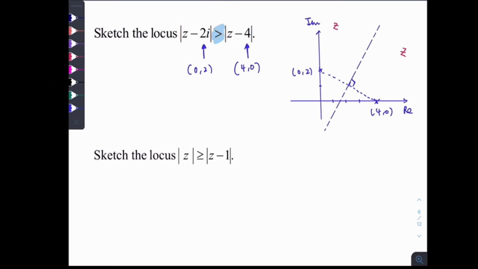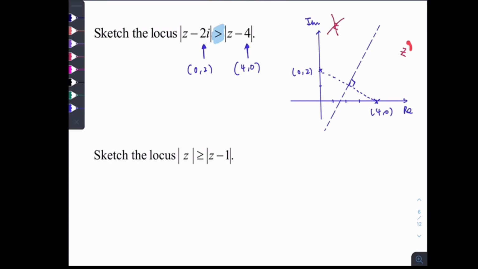So let's check. If our Z is over here, and the distance between Z and 2 and the distance between Z and 4, now we compare these two distances. Which one is longer? Z and 4 is longer, isn't it? But according to the question, they want Z and 2 to be more than the distance between Z and 4, which means the Z shouldn't be here.